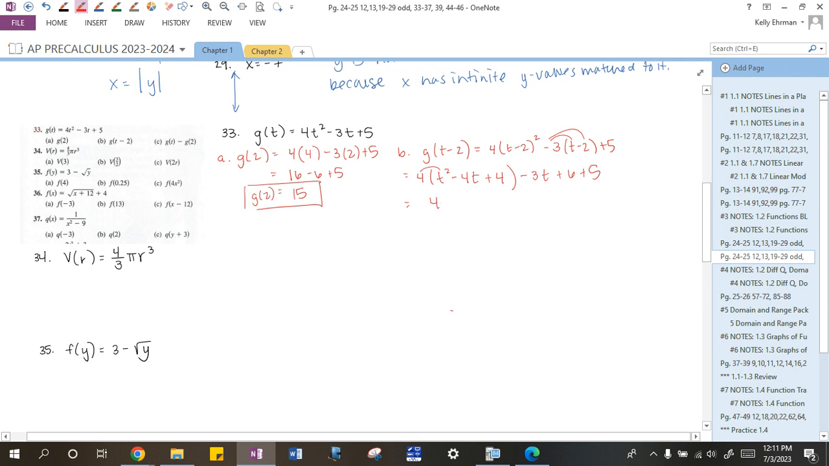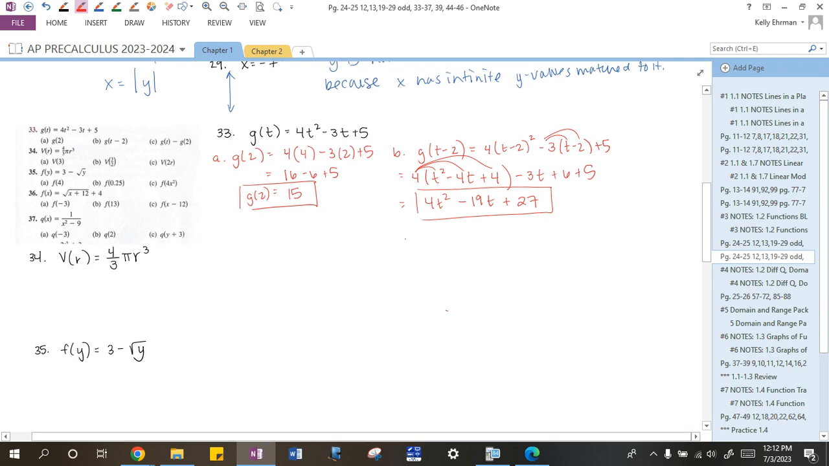So 4t squared. Then we're going to have minus 16t minus 3t plus 16 plus 11. So there's g of t minus 2.